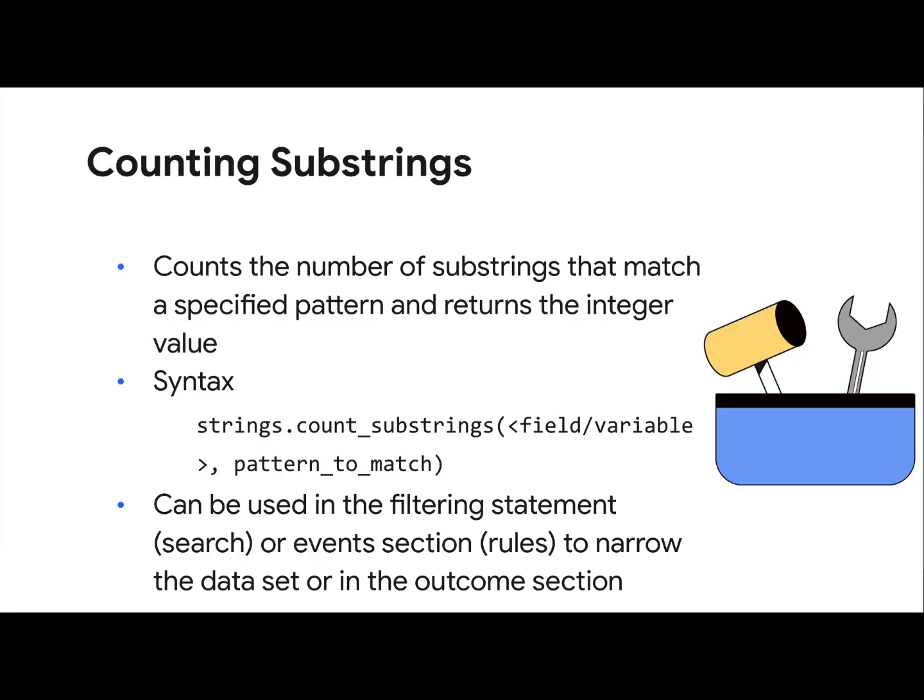This function can be used in a search or rule to narrow the data set by placing it in the filtering statement of a search or in the events section of a rule, or it can be used in the outcome section to calculate a statistical function based on the integer output. One example use case for counting substrings is to focus on command switches that may be used by an adversary when multiple commands are being stitched together into a single process launch, and using this to identify anomalous activity. Let's take a look at an example.